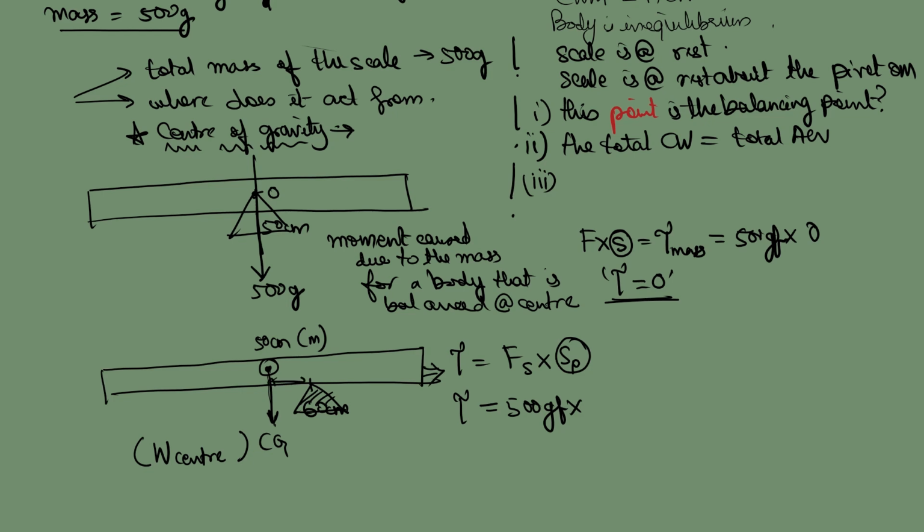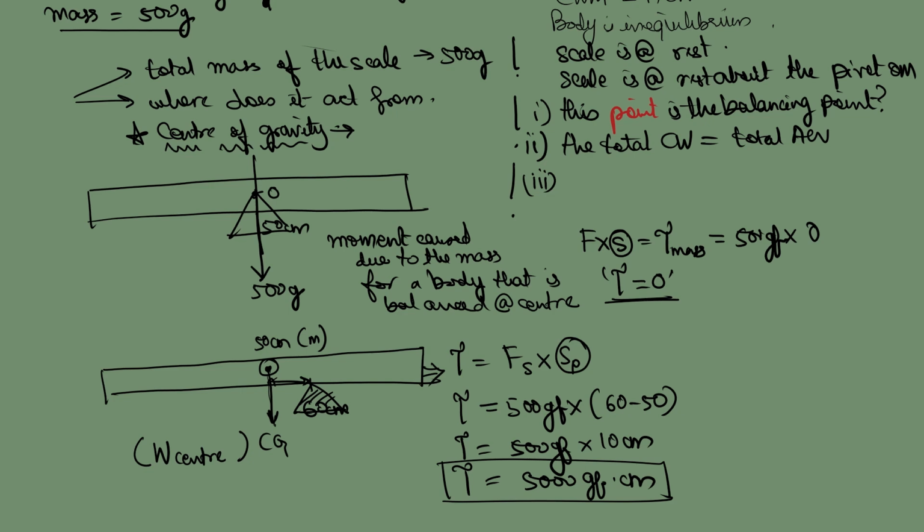What is the distance from the pivot? Distance from the pivoted point is going to be 60 minus 50, isn't it? So the torque experienced will be 500 GF into 10 centimeters. So the torque experienced will be 5000 GF centimeter. This is the torque which is experienced. So the moment the pivot is shifted, now this body will move anti-clockwise towards the pivot always. So this is experienced anti-clockwise.